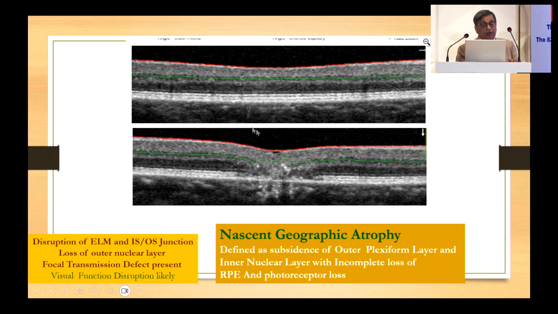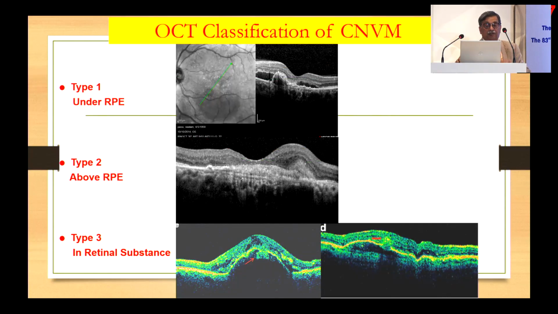But within the dry AMD, you have a situation where you now see that the IS-OS junction has got disrupted. There is a subsidence of the outer plexiform layer and the inner nuclear layer, as well as the outer nuclear layer here. And this is a nascent geographic atrophy. So the geographic atrophy is now setting in. It's still dry, but it is likely to cause vision loss in this situation if the fovea is involved.